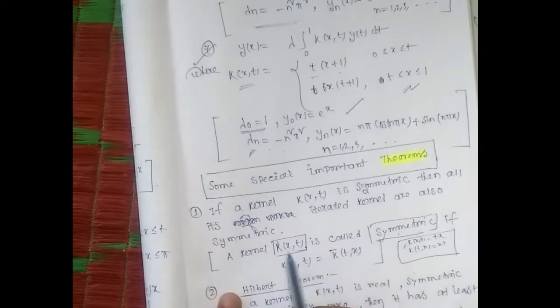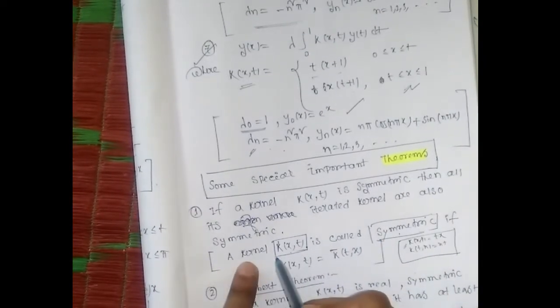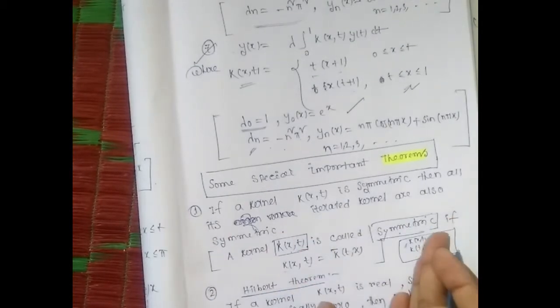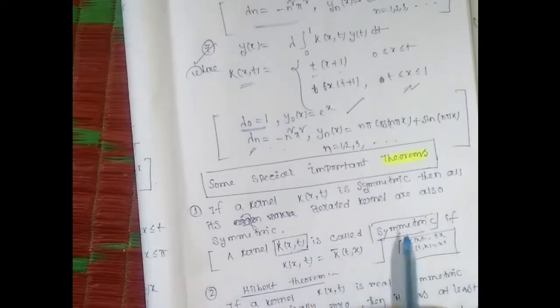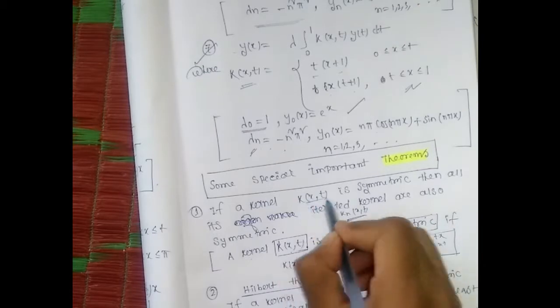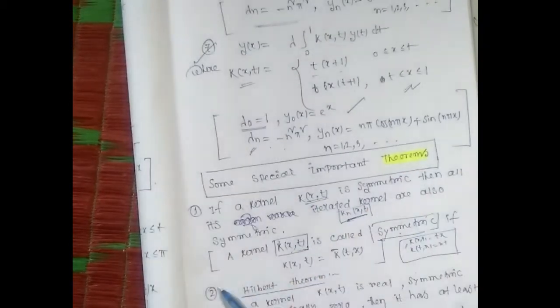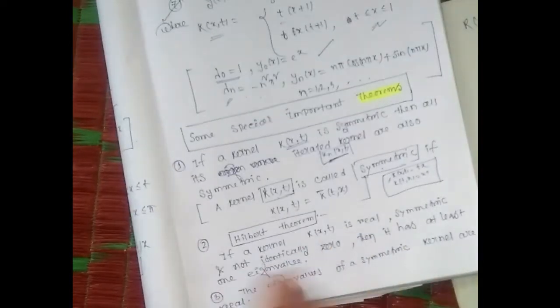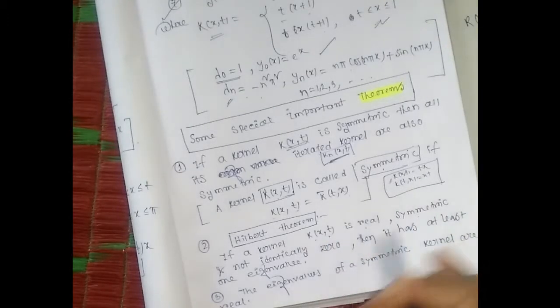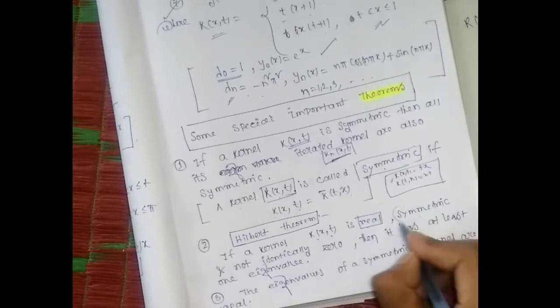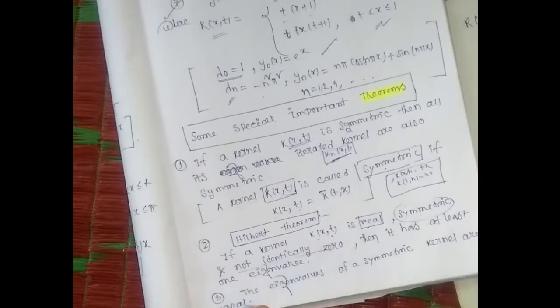Also you can say that a real kernel K(x,t) is called symmetric if K(x,t) is K(t,x). The first theorem: if a kernel K(x,t) is symmetric, then all iterated kernels are also symmetric. This is obvious, that is K n (x,t). Next is Hilbert's theorem, which says that if a kernel K(x,t) is real, symmetric and not identically zero, then it has at least one eigenvalue.